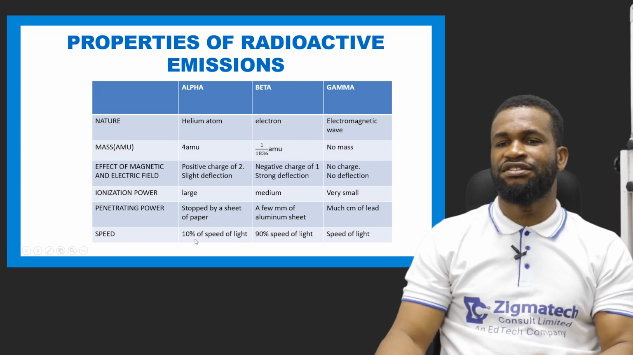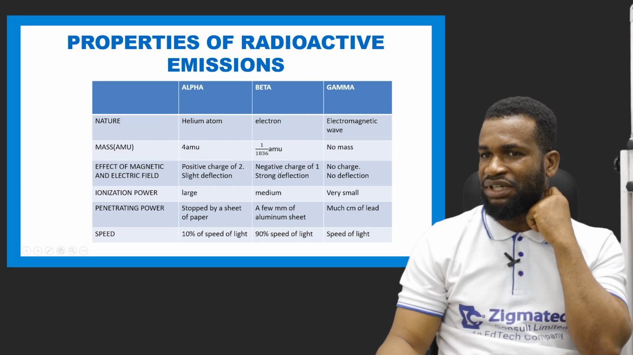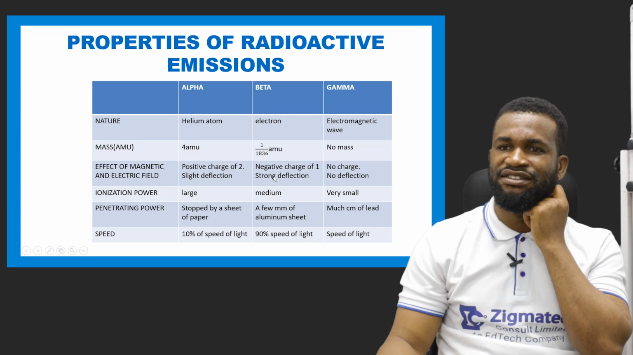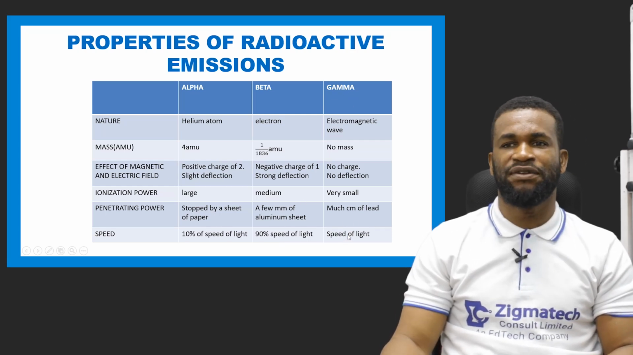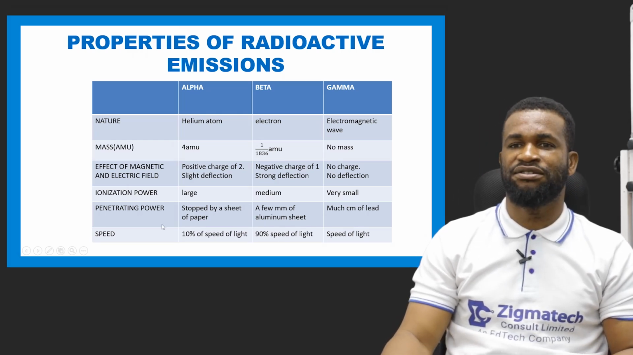Then speed: 10% of the speed of light for the alpha. Then beta is very high. The speed is high because the mass is less. And gamma travels at the speed of light, which is 3 times 10 raised to the power 8 meters per second.